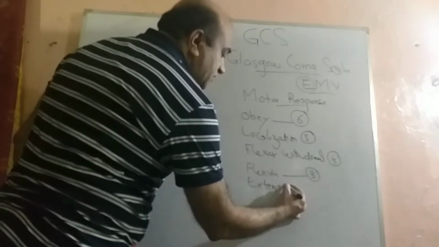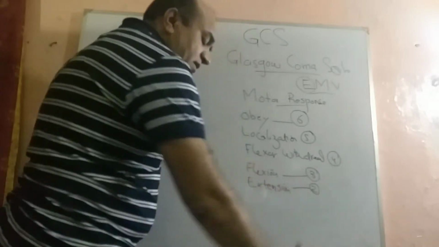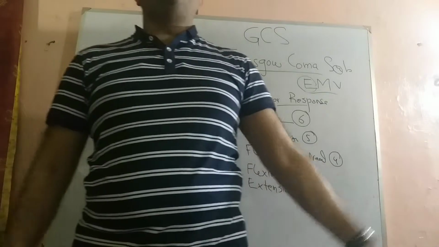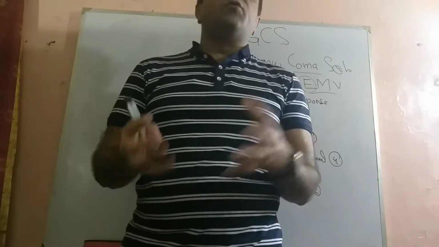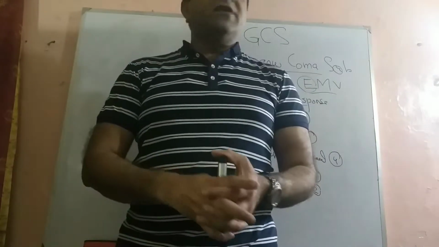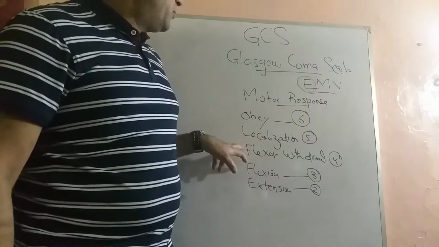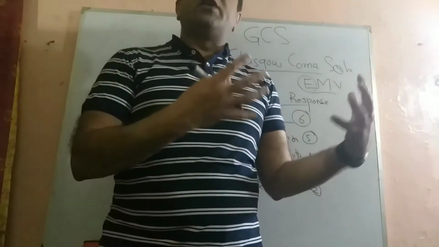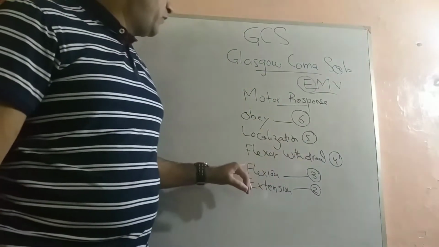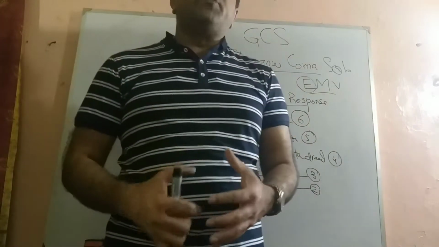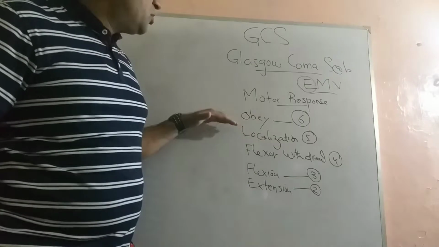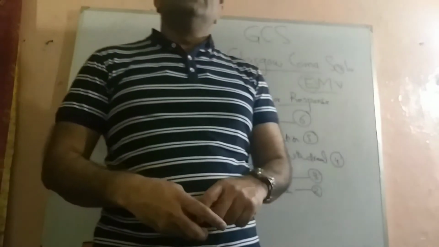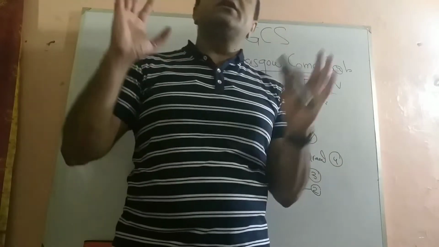When there is an extensor response, that means things have gone all the way down to the brainstem and the only part of the brain working is the medulla, and the higher centers, like it was up to the hypothalamus when the patient had flexion or flexor withdrawal. When it came down to flexion, the upper midbrain and the pons were involved. But when the patient is localizing or obeying the commands, the cerebral cortex is dysfunctional but it's working.